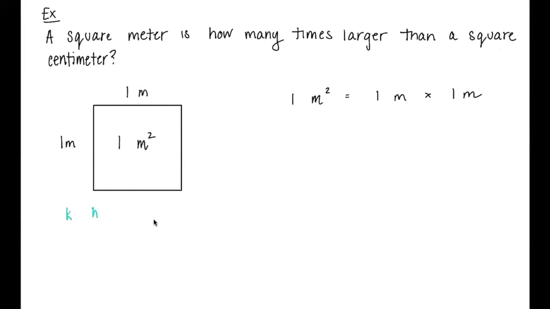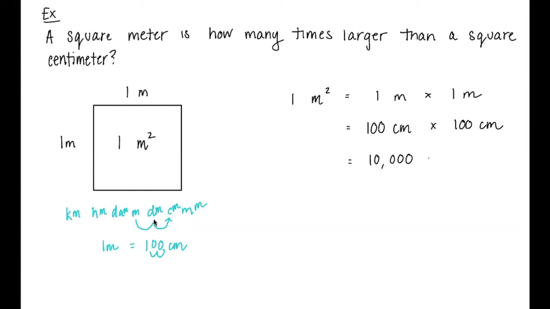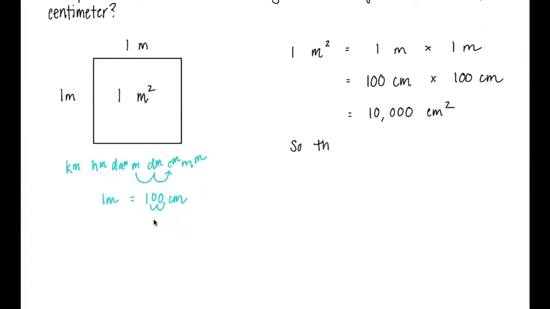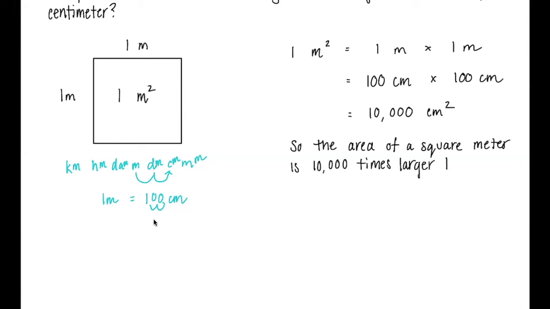So if we think of our conversions, King Henry died by drinking chocolate milk, and we're dealing here with meters, so throw a meter in everything. We're starting at meters and going to centimeters, so I have to move the decimal 2 places right, which would give me 100 centimeters. So really for this square meter, 1 meter times 1 meter is 100 centimeters times 100 centimeters. And 100 times 100 is 10,000, and centimeters times centimeters is centimeters squared. So 1 square meter is 10,000 square centimeters. So ultimately, the area of a square meter is 10,000 times larger than a square centimeter.